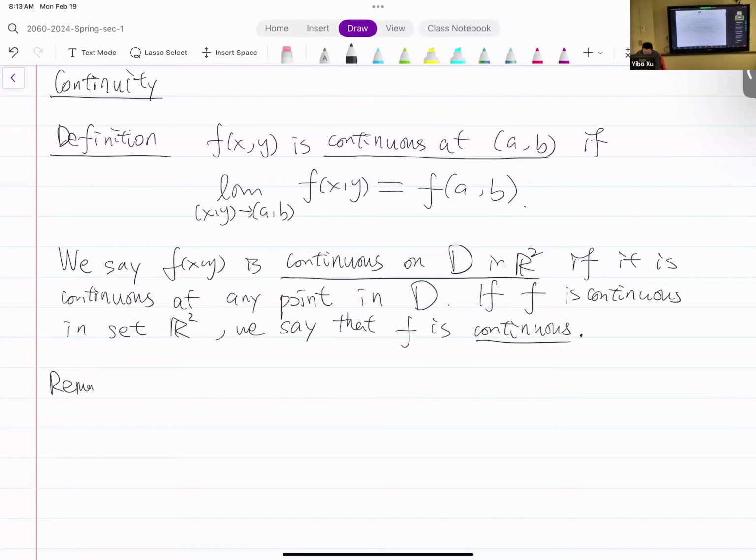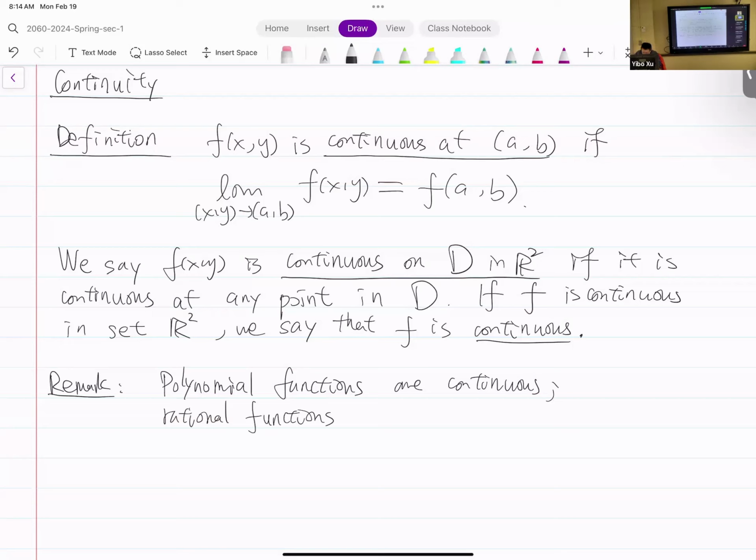So remark. Polynomial functions are continuous. And then rational functions are almost as good. They are continuous in their domains. Okay.